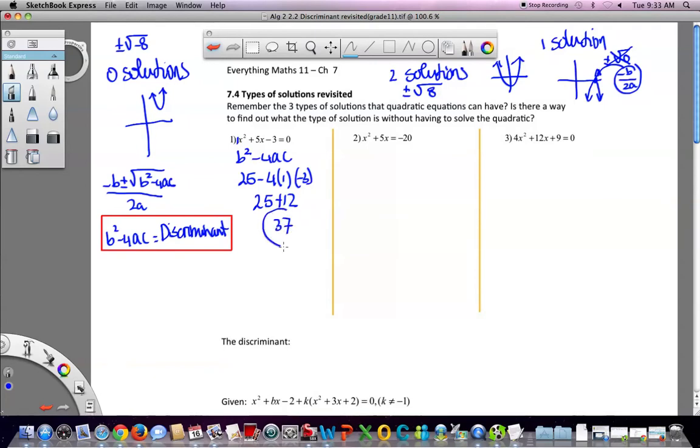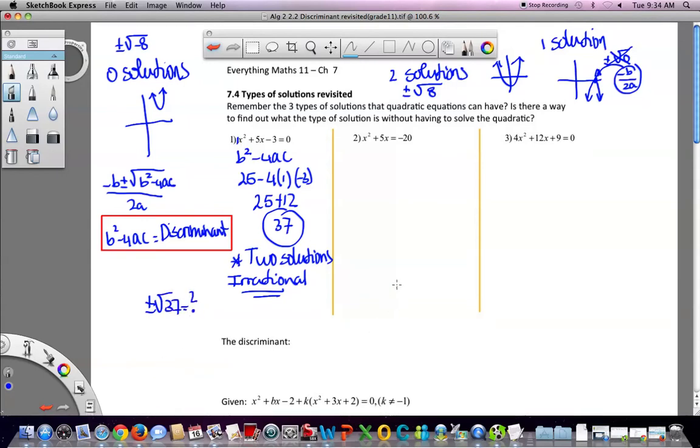So in this case, 37 means I will have two solutions. And actually, because 37 does not end up with a square root that we know, the two solutions will be irrational. Okay, and the type in this case is irrational, because plus or minus the square root of 37 is, we're not sure what that is.